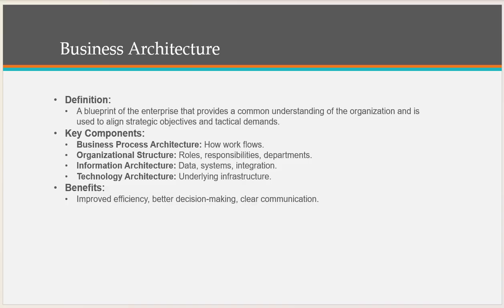Then information architecture: what the data is, which database they use, what their system is, what the integration is, which technology they are using, and what technology they need to enhance to improve their business. All this level of study we will do at the business architecture level. And the technology architecture: understand the infrastructure, identify the key weaknesses of the current infrastructure, adopt new technologies, and identify the gaps in the current technology. That is the technology architecture, and the benefits are improved efficiency, better decision making, and clear communication.